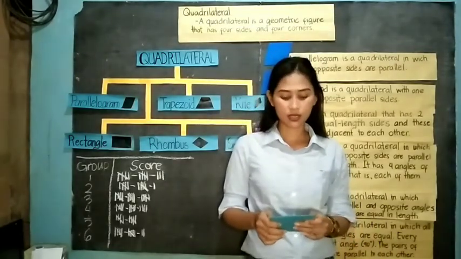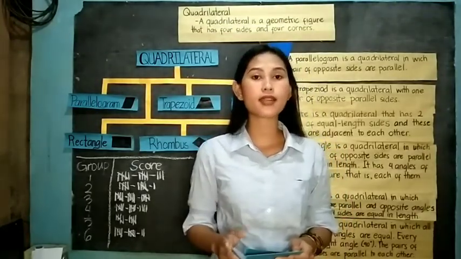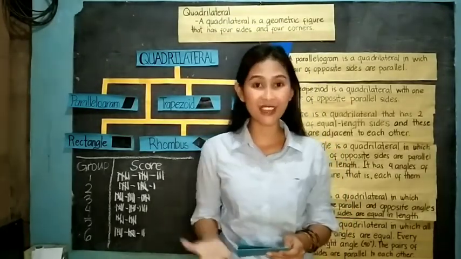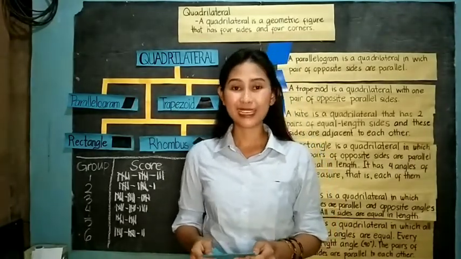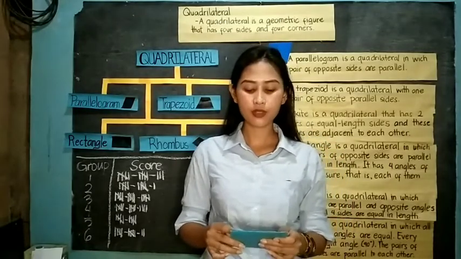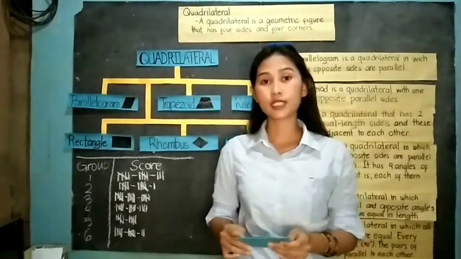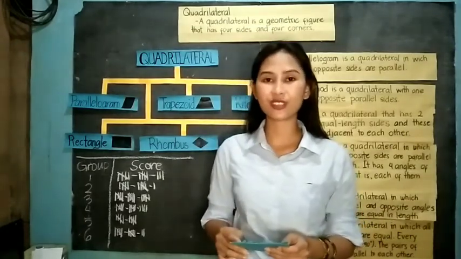Number 6. A square is a rectangle. Is it a fact or a bluff? Time's up. Everybody, raise your answer. The answer is fact. All of you got the correct answer.